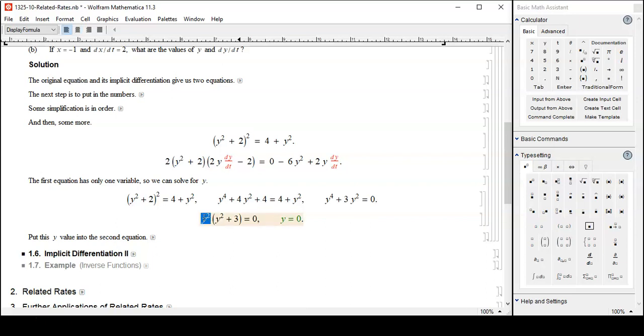Y equals 0, great. Y squared plus 3 equal to 0, that's not possible. 3 is positive, and y squared is non-negative. So you can never get 0. Or y squared plus 3 equal to 0 means y squared is -3. Not possible. In any case, you're going to get y equal to 0. Make sense? So plug in y equal to 0 to this guy.